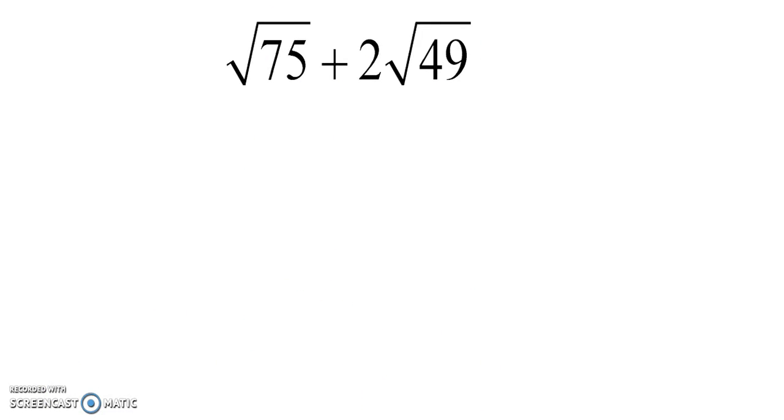If you want to take a second and write this down. Sorry, I didn't give much time to write it down. But if I look at this, I have the square root of 75, and I have 2 the square root of 49. If you are quick enough to realize that this is a perfect square, so 7 times 2, that's going to give me a 14.